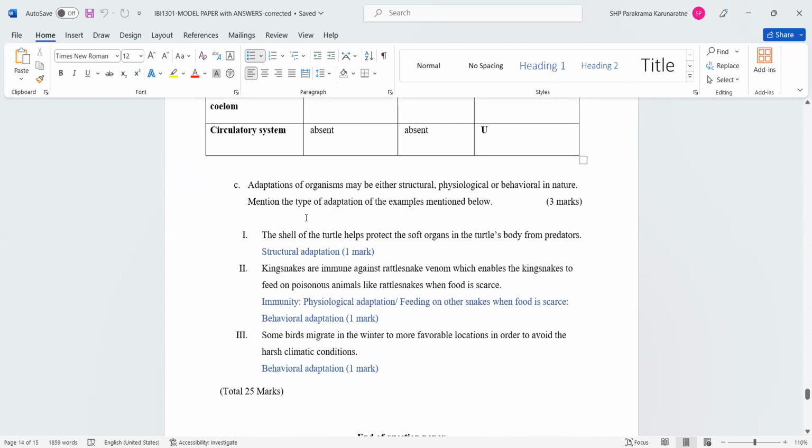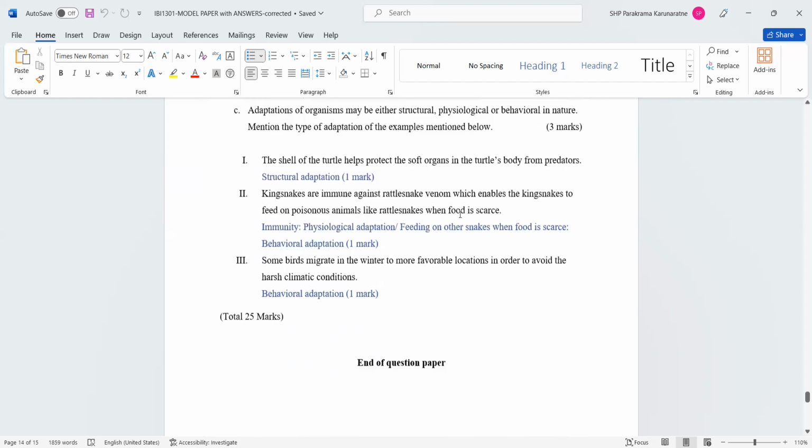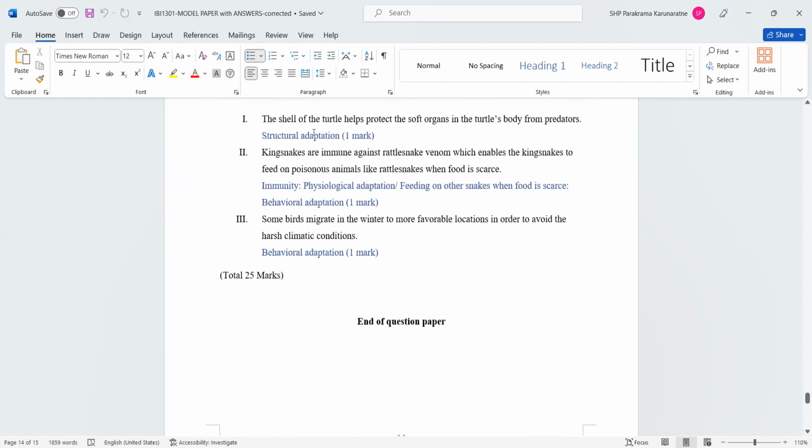And the next question is: adaptations of organisms may be either structural, physiological, or behavioral in nature. Mention the type of adaptation of the examples given below. Very, very simple question. The shell of the turtle helps protect. So it is a structural adaptation. Turtle's shell gives protection to the internal organs. So it is a structural adaptation.